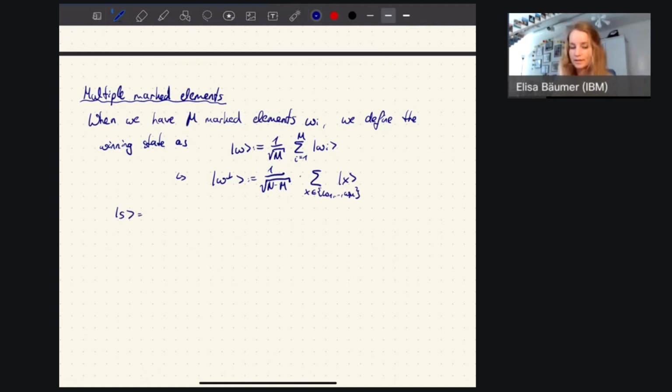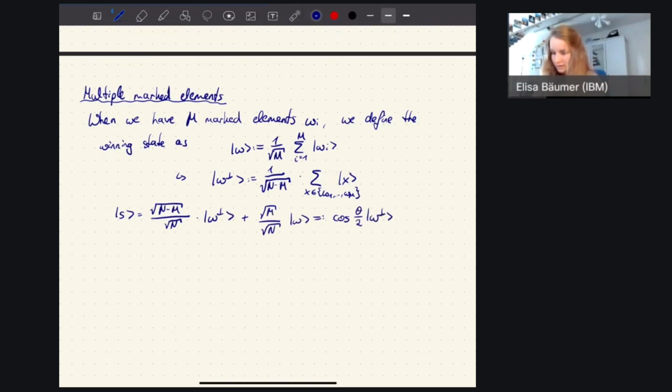However, if we now want to write it in terms of W and W orthogonal, it turns into square root of (n minus m) over n as normalization factor times the state W orthogonal plus square root of m over n times W. We can easily verify that this gives us the equal superposition state, and so we again define this to be cosine of theta over 2 and sine of theta over 2 respectively.